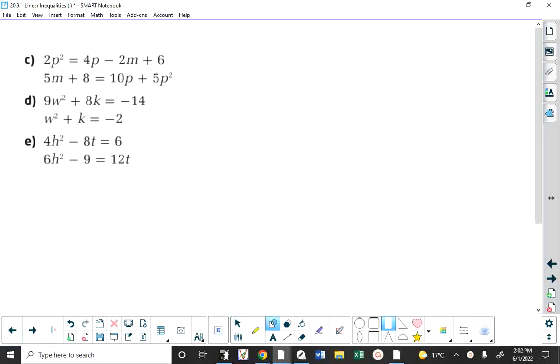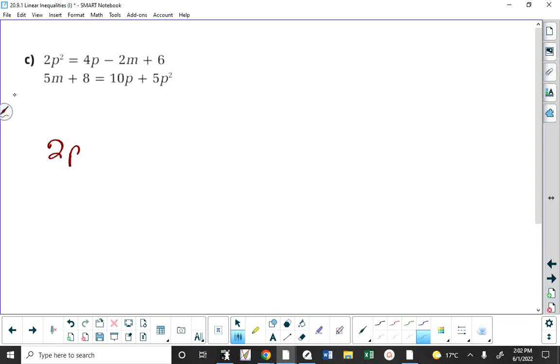Okay. Now, one of the difficulties here is that everything is all over the place. The top equation has my p squareds on the left and my p's on the right, and the bottom equation has all my p's on the right. We have to make a decision. It doesn't really matter, but I would probably take the first equation and at least put the p's together on one side. And then that leaves me with my numbers and my m's on the other side. And that's okay. We can go with that.